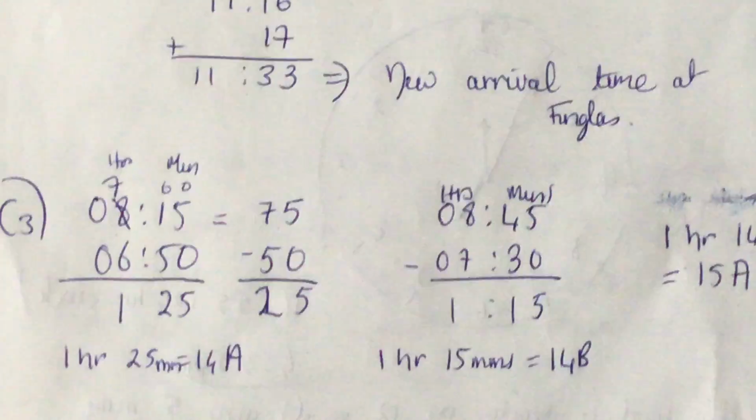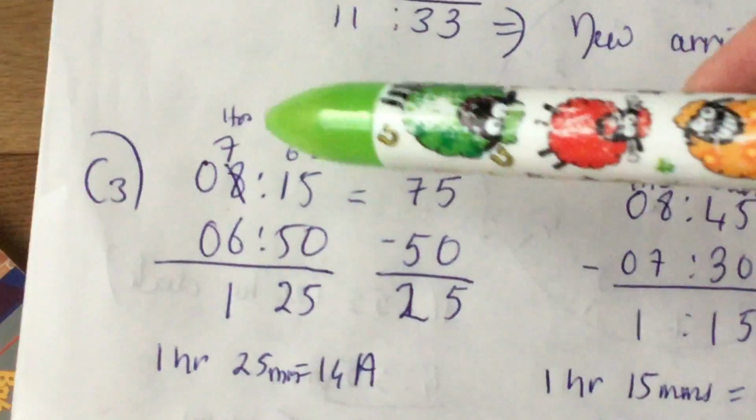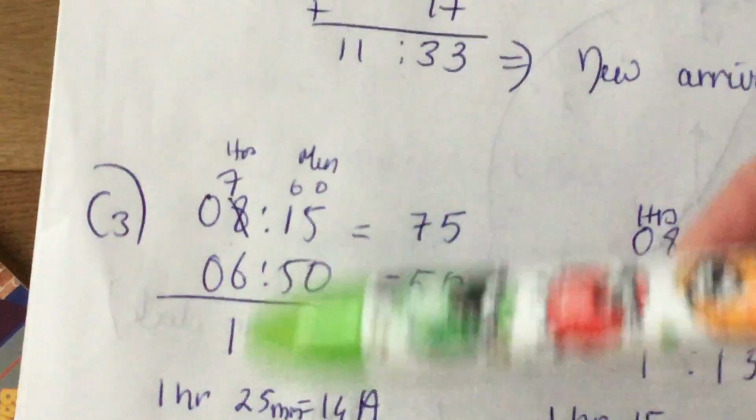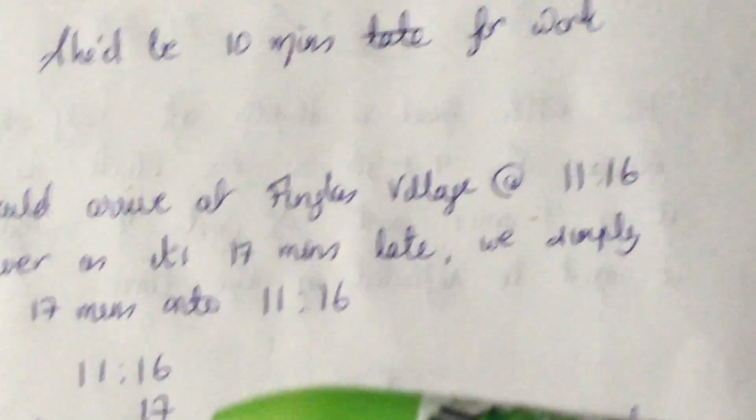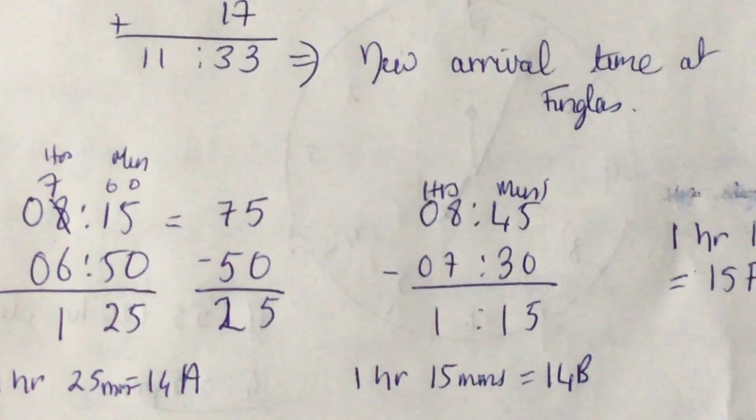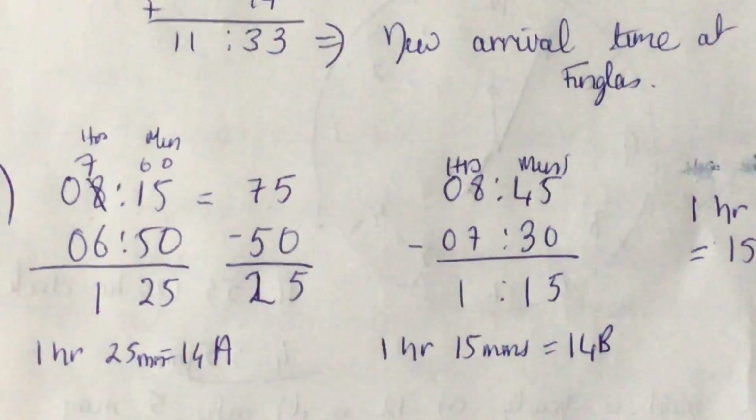And then you have the 7 take away 1. So you have 1 hour. That is basically the 60 and the 15, 75 take away 50. And you have 1 hour and 25 minutes it took for the 14A.